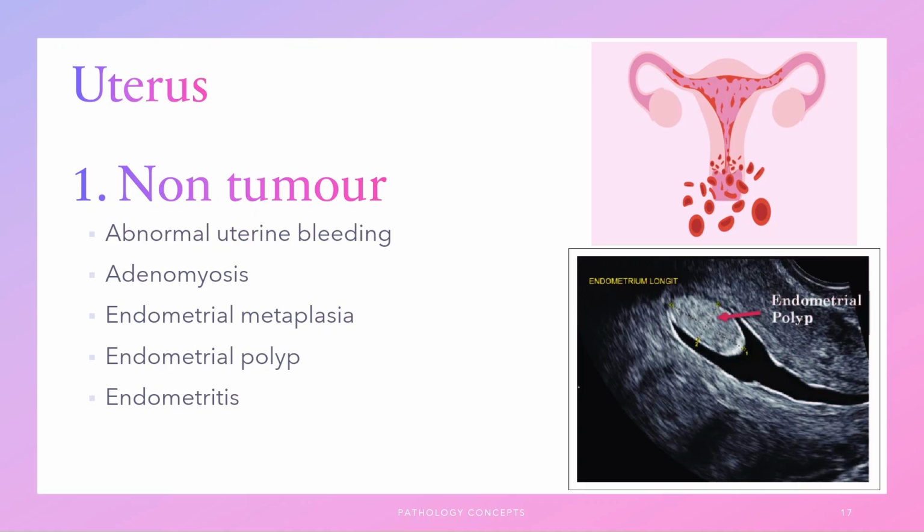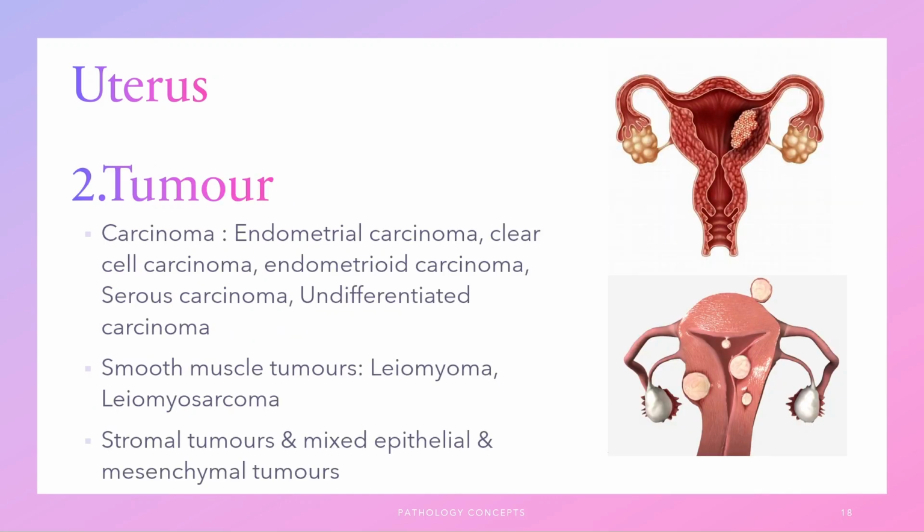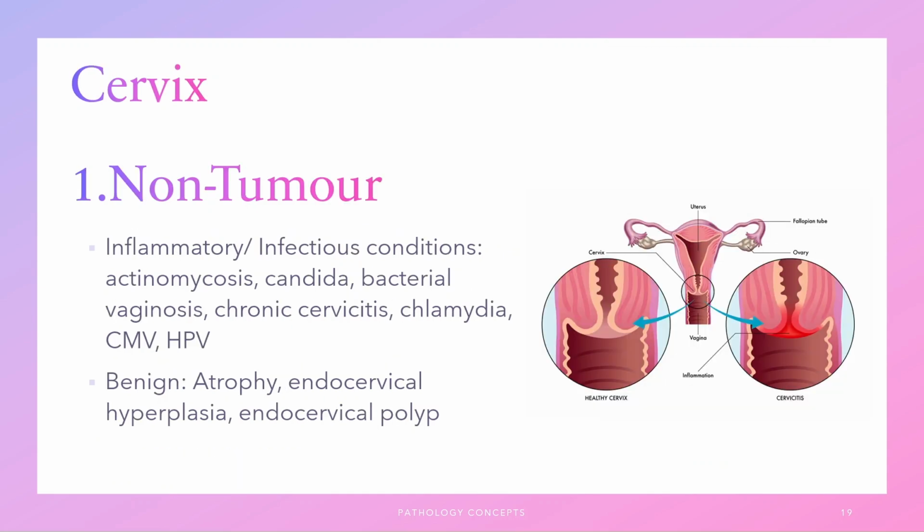Let's learn about pathology related to the uterus. First is non-tumor pathology. It includes abnormal uterine bleeding, adenomyosis, endometrial metaplasia, endometrial polyp, endometritis. Second is pathology involving tumors. First is carcinoma. Examples are endometrial carcinoma, clear cell carcinoma, endometrioid carcinoma, serous carcinoma, undifferentiated carcinoma. Then smooth muscle tumors, which are leiomyoma, leiomyosarcoma, and stromal tumors and mixed epithelial and mesenchymal tumors.